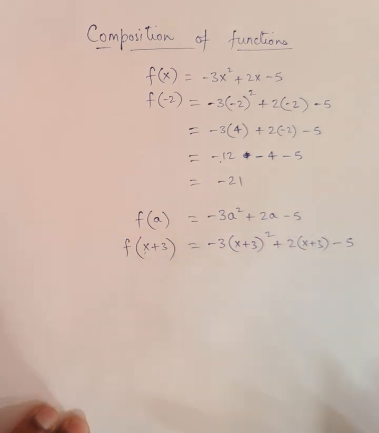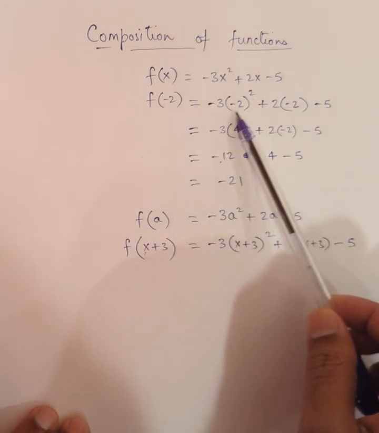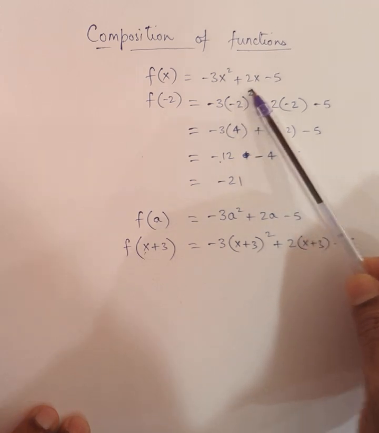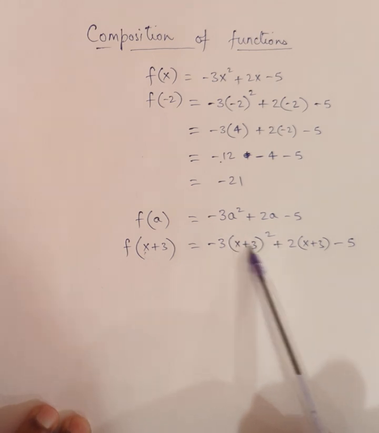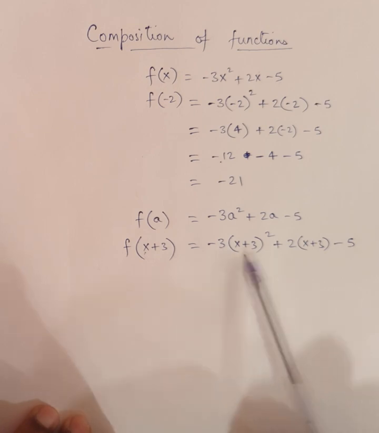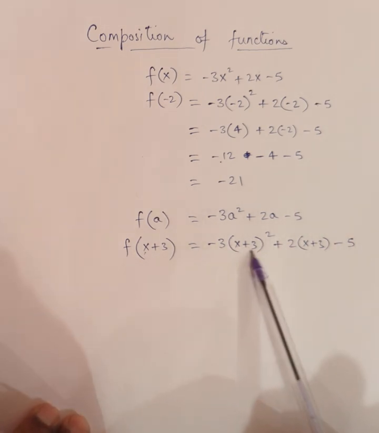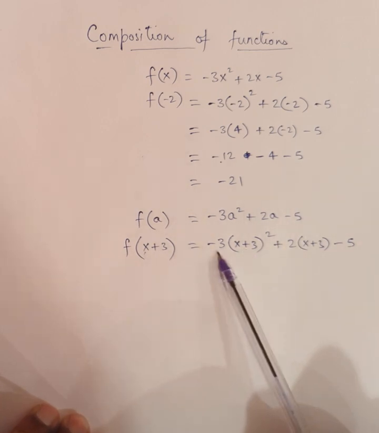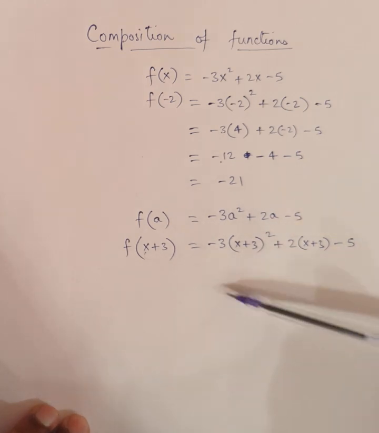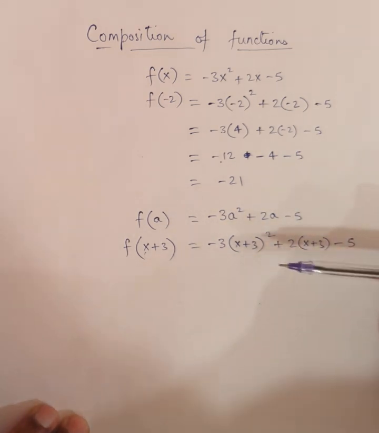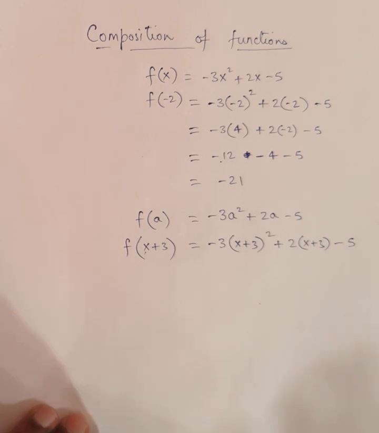Now this is a little bit longer because now, unlike the previous example, where I could square negative 2, here I would have to square x plus 3. It's a binomial, so you cannot combine these two terms. So you would have to FOIL it, and that's the first thing you would be doing whenever you're squaring x plus 3. And then you multiply by negative 3 and simplify. And finally, you would get an expression involving x.